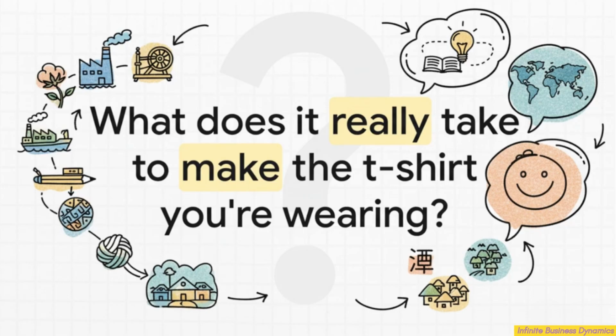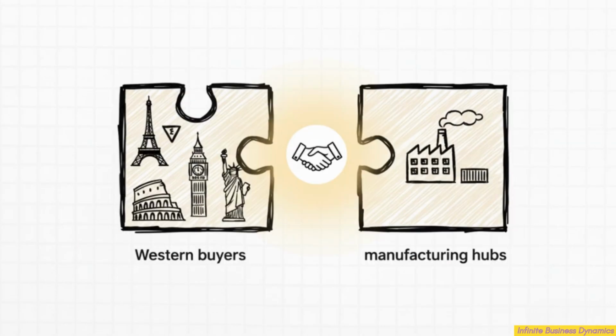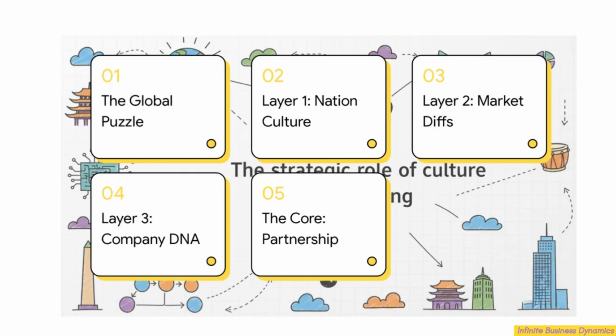But the answer is incredibly complex and honestly fascinating. You see, making that t-shirt is like putting together a giant global puzzle. And right at the center of that puzzle is the relationship between Western buyers and huge manufacturing centers like Bangladesh. And that relationship, as we're about to find out, either succeeds or fails based on one thing, a really deep understanding of culture. So, how are we going to solve this puzzle?